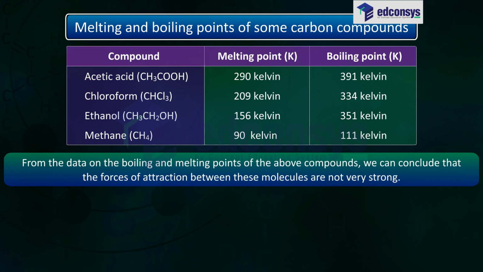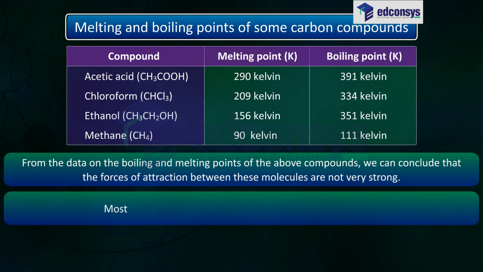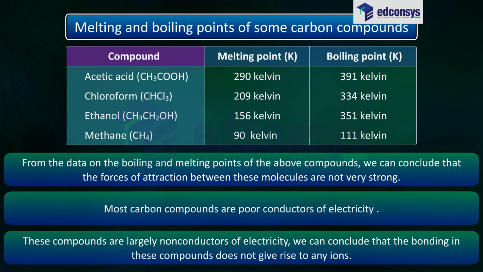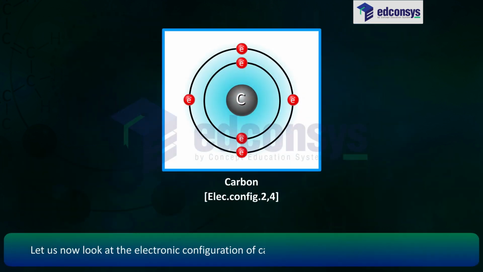that the forces of attraction between these molecules are not very strong. Most carbon compounds are poor conductors of electricity. These compounds are largely non-conductors of electricity. We can conclude that the bonding in these compounds does not give rise to any ions. Let us now look at the electronic configuration of carbon.